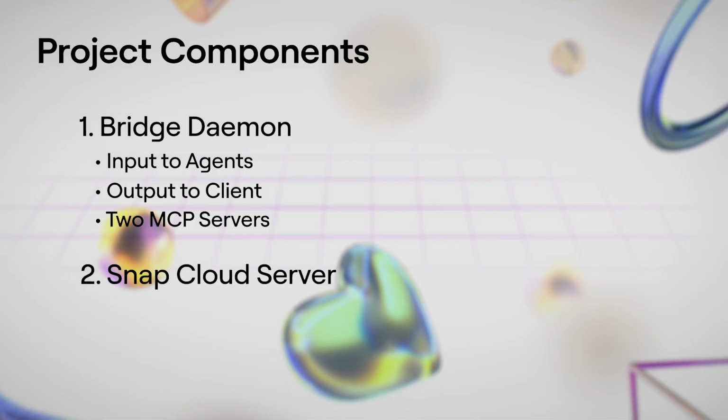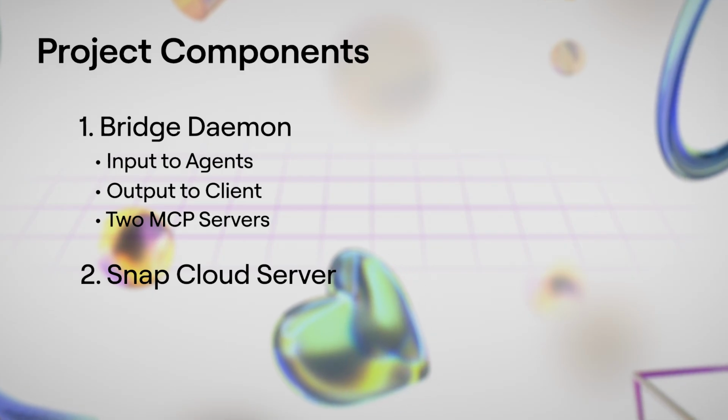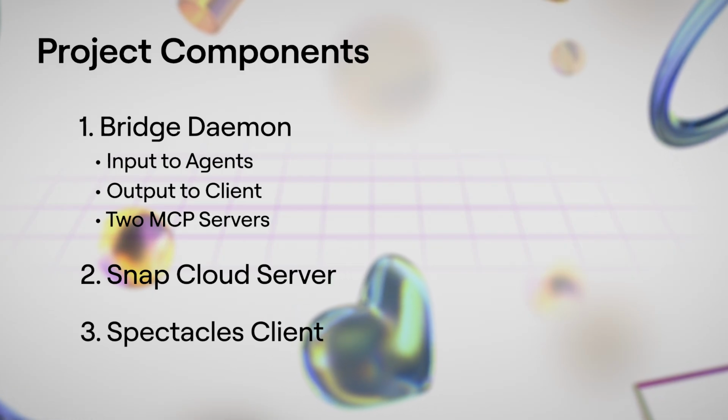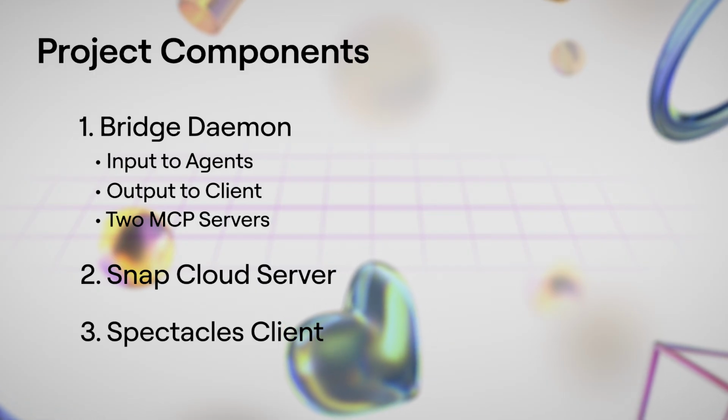This acts as the communication layer. It sends information from my bridge to my Spectacles and vice versa. Then we have the Spectacles client, and this is the fun part. This acts as my control center for my various agents, and it's where we have all the fun interactions.